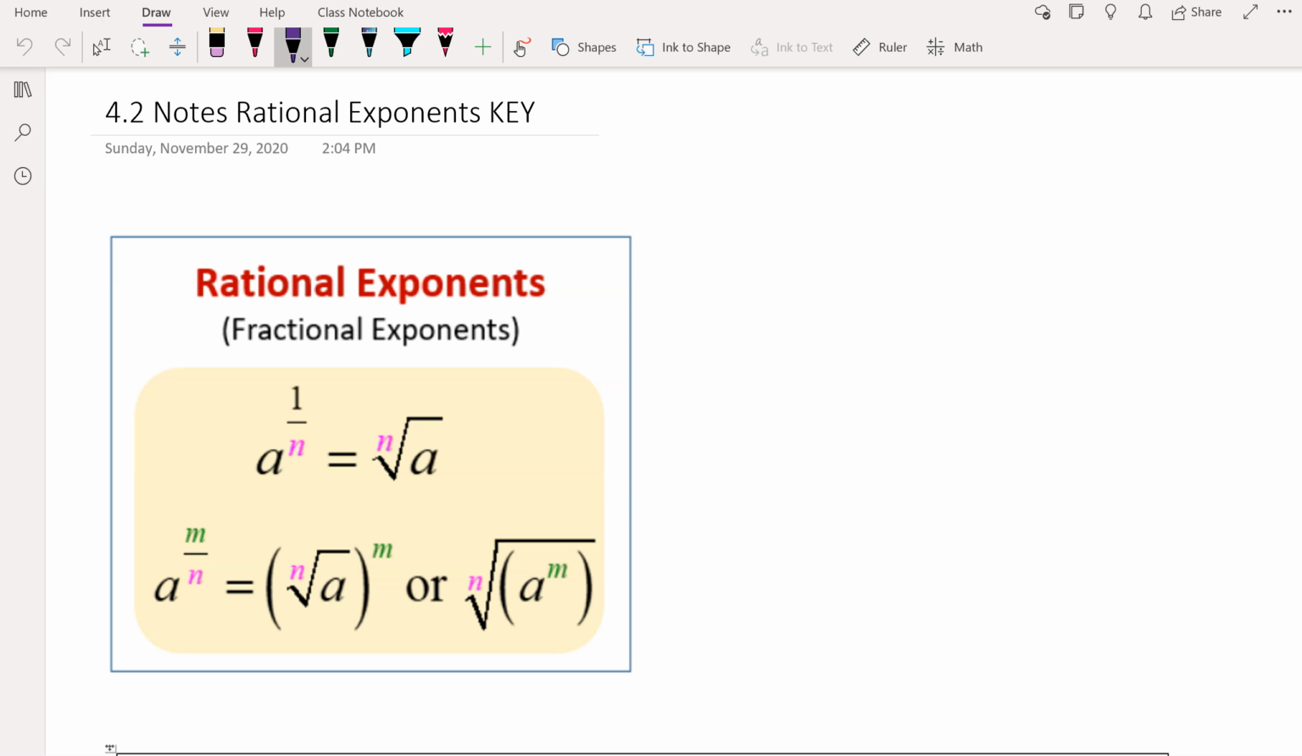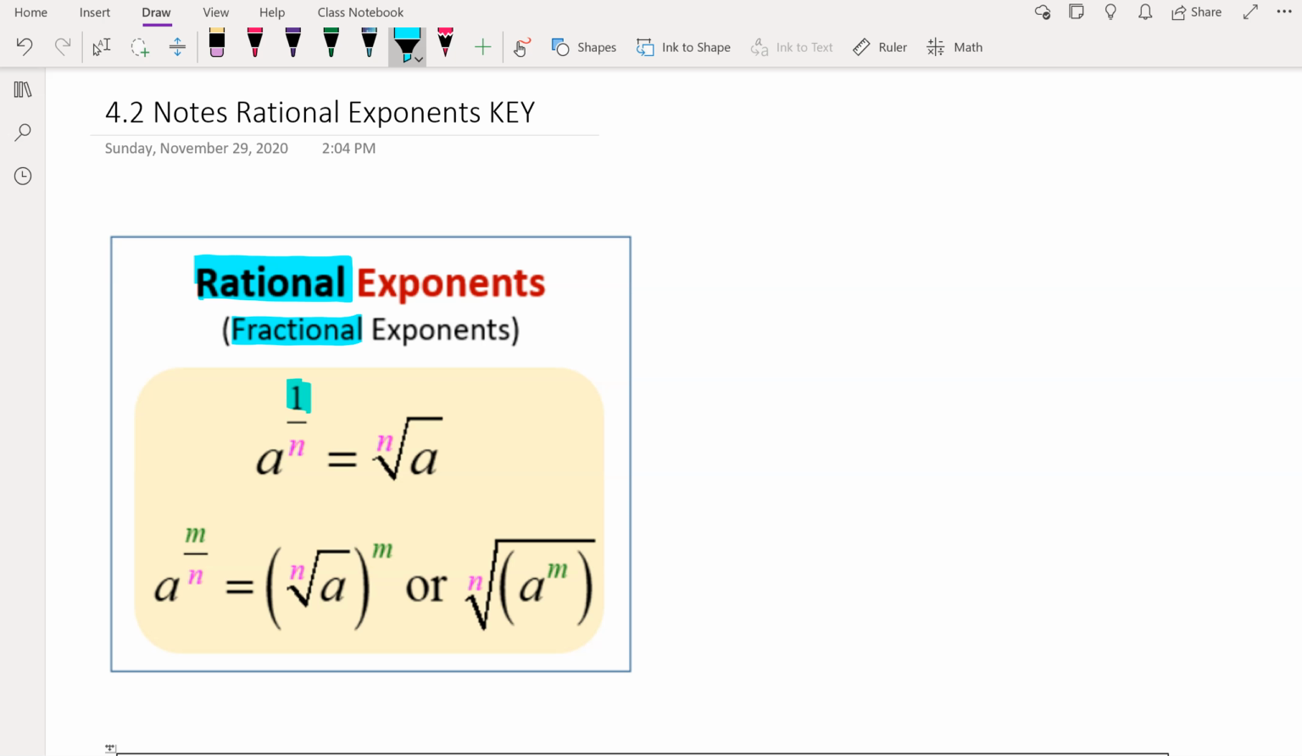All right, y'all. Today we're going to talk about rational exponents. So go ahead and write your notes title, 4.2 notes, rational exponents, and let's go ahead and get started. First we need to make sure we understand what rational means. Rational means fractional. So rational just means like fractions. So we're talking about exponents that look like fractions.